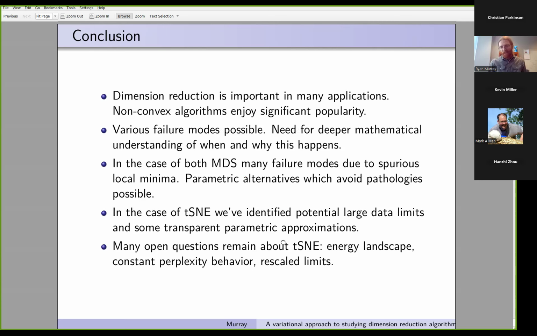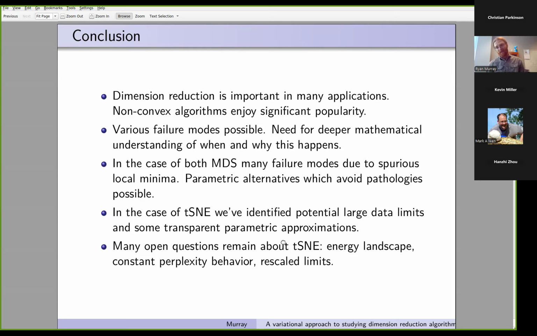In the case of multidimensional scaling, we're able to provide rigorous theory, which says that this really just happens because we haven't found global minima of the energy, and parametric alternatives may be able to avoid some of these pathologies. And in the case of tSNE, we've taken a similar methodology to try to understand potential large data limits and to identify some good numerical algorithms that could help to do that more efficiently.